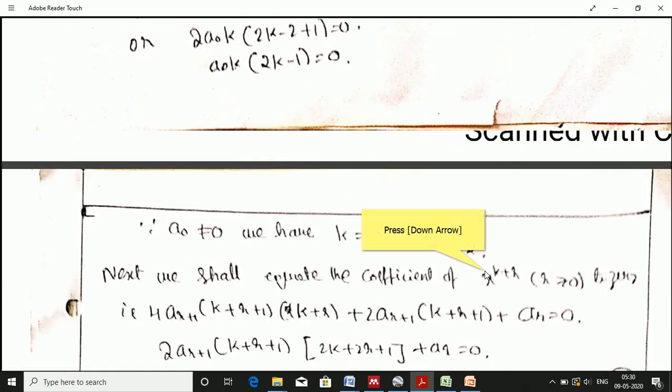Either a0 not equal to 0, that condition we have, either k equal to 0 or k is equal to 1 by 2. These are the two values for k. Next, we shall equate the coefficient of x to the power of k plus r. Its coefficient is 4 into a(r+1) into (k+r+1) into (k+r+2) ... a(r+1)(k+r+1)(2(k+r)+1)... plus ar equal to 0.